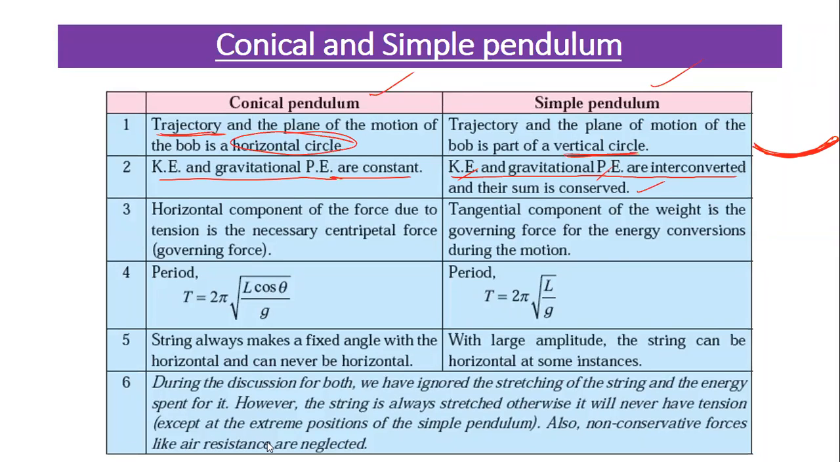Next one, you can see here, the horizontal component of force due to tension is necessary in the conical pendulum, and here the tangential component of weight is governing the force, meaning the restoring force we learned. Now here period is given by this formula, and it is given by this. For the same length, this period is greater. The period of the simple pendulum is greater. Other 2 points also you can see here.